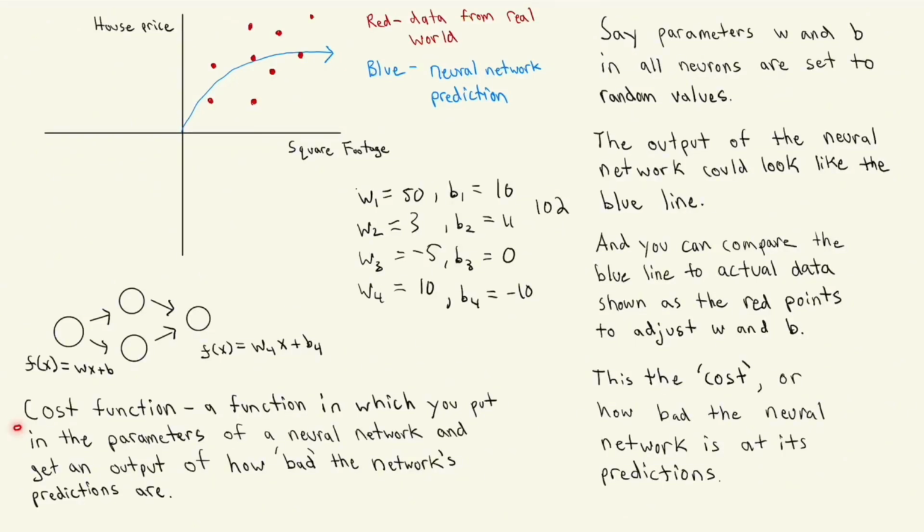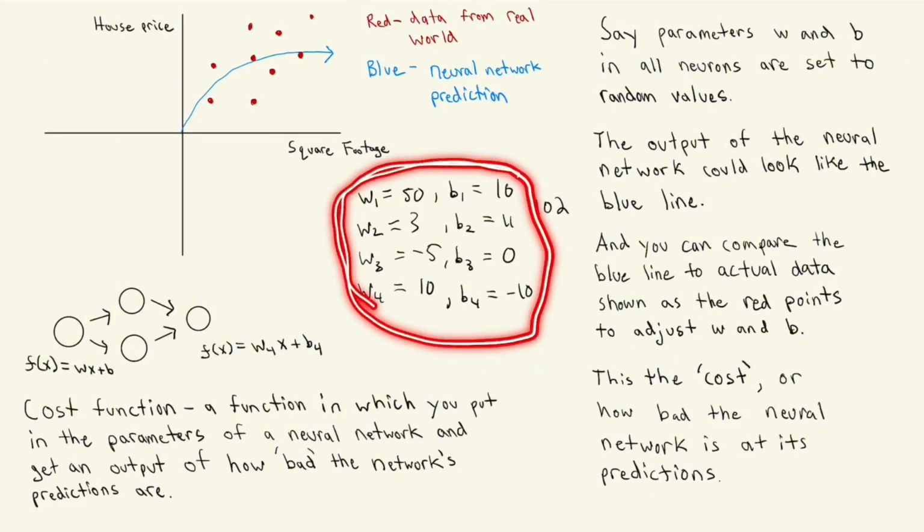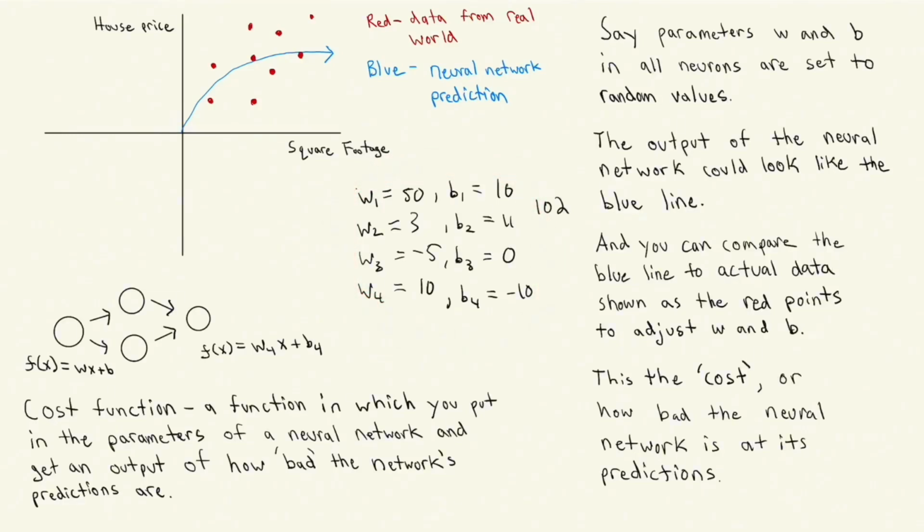So what we just explained here is a very, very important concept in neural networks. It's called a cost function. A cost function is a function in which you throw in all the parameters of a neural network. That'll be W1, B1, all the way to W4, B4 in this example neural network. All of these parameters go into the cost function, and the output of the cost function is how bad the neural network is at predicting things. That's just like this 102 we talked about.